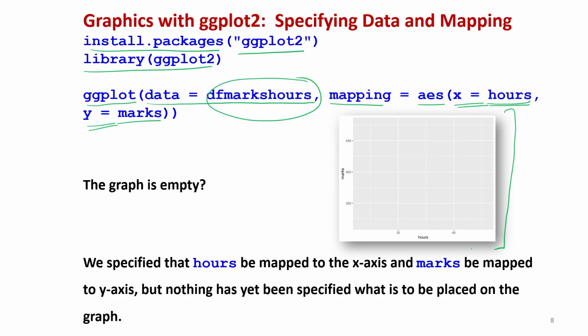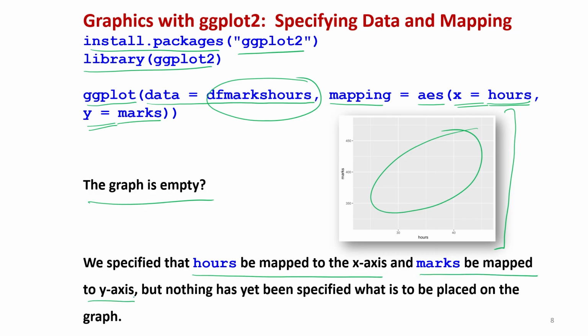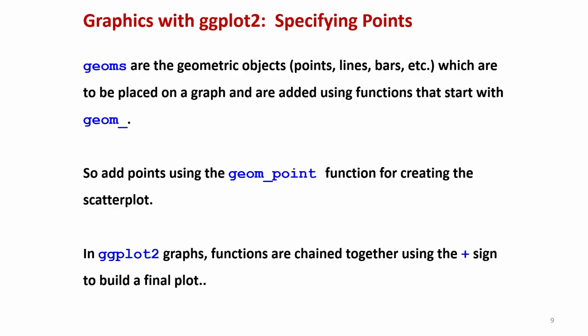You can see that this graph comes. This is the screenshot, but you will see that this graph is empty. There are no points here, right? Why is this happening? We specified that hours will be mapped to the x-axis and the data on marks will be mapped to the y-axis. But we have not specified what is to be placed on the graph, and that is why it is blank. There is only a gray background. Unless we specify whether the data has to be plotted using points, lines or bars, etc., the graph will remain blank.